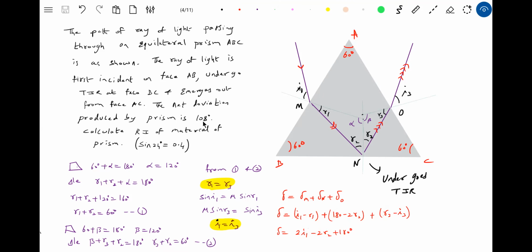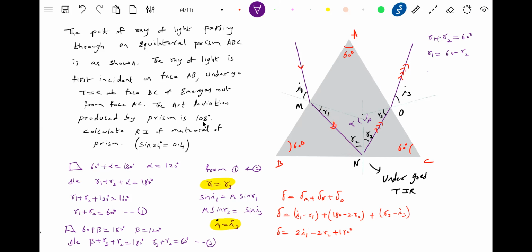How to solve further. So we will take help of this condition. R1 plus R2 equal to 60 degrees. So here R1 equal to 60 minus R2. Already we had R1 plus R2 equal to 60 degrees.